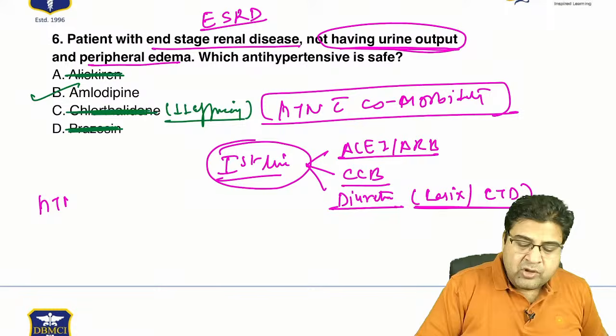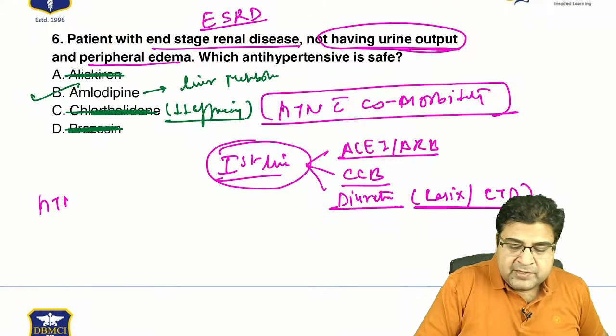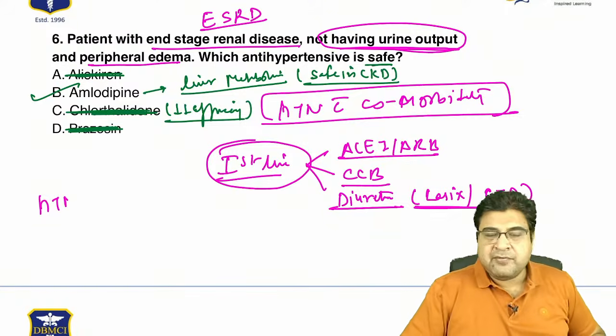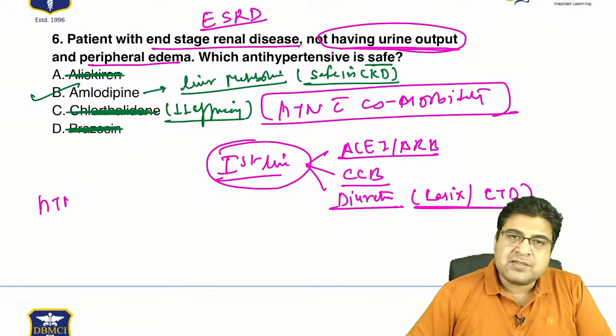So calcium channel blocker, amlodipine, these medicines are metabolized by the liver. So they're asking which drug is safe. So the answer is this medicine is safe. This is metabolized by the liver. So it is safe to use in patients of CKD. So here you will mark the best medicine as amlodipine.